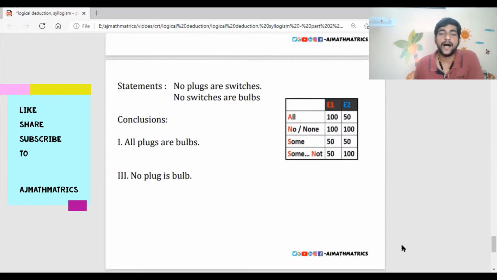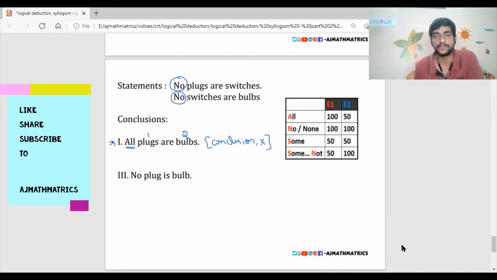Now here, all plugs are bulbs. Plug is in the first statement, bulb is in the second statement. So it's a conclusion. After knowing it is a conclusion, we need to check the nature here. So these two are negatives. If two are negatives, the conclusion will not exist. So this does not follow.